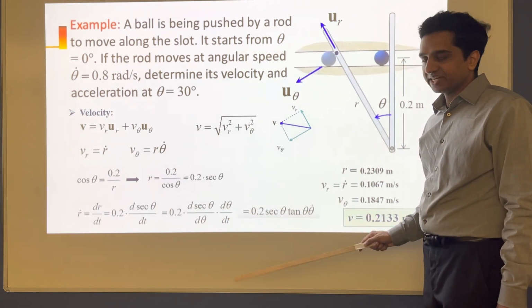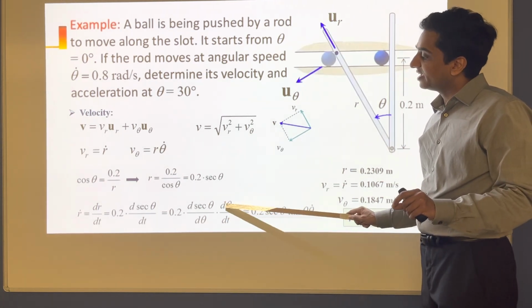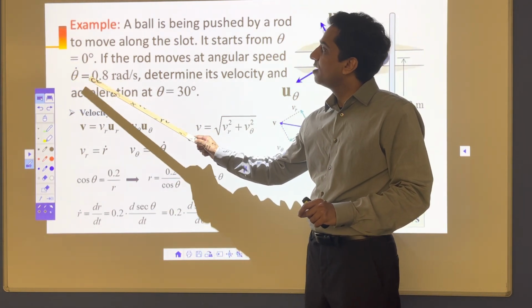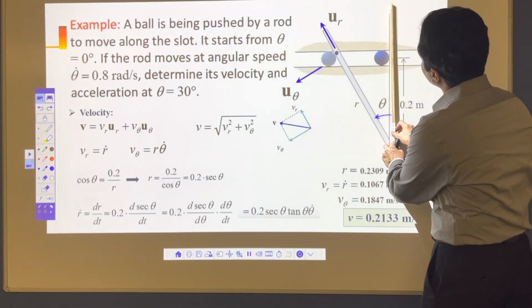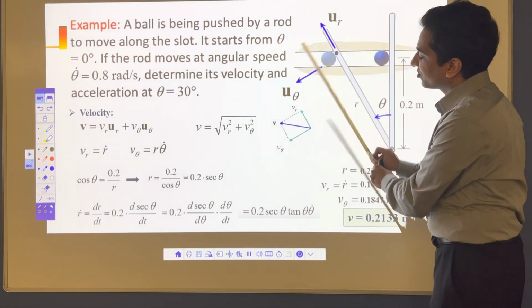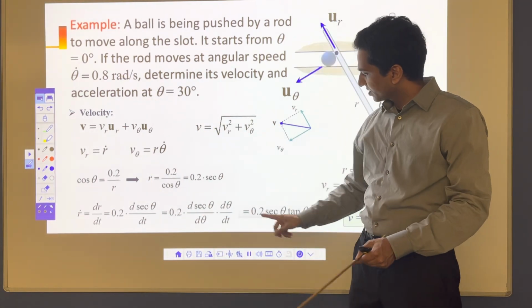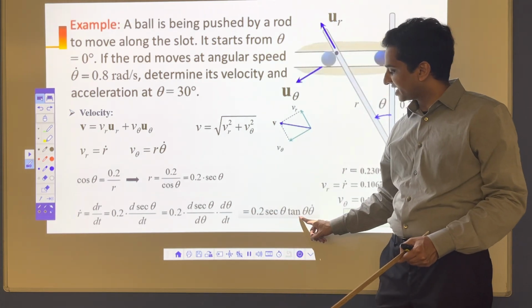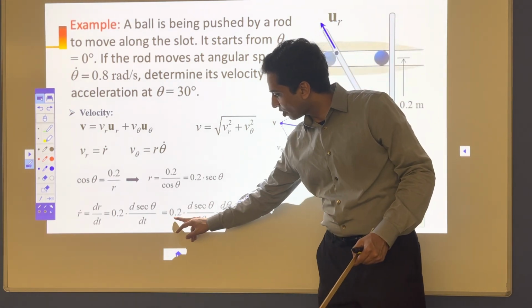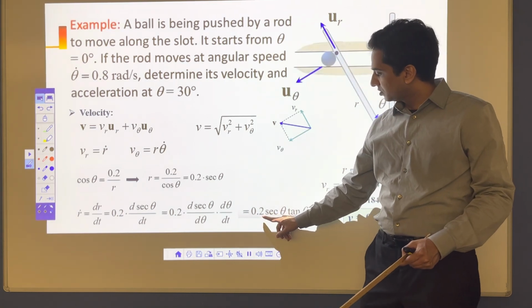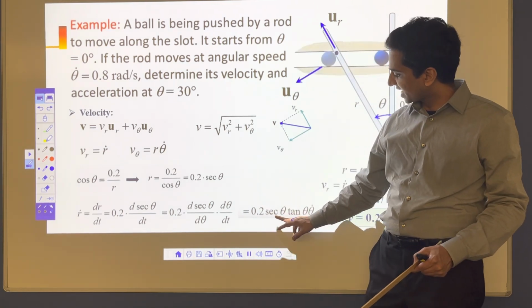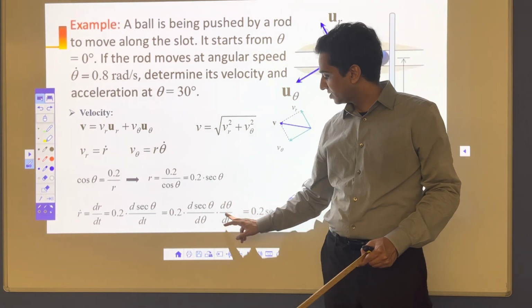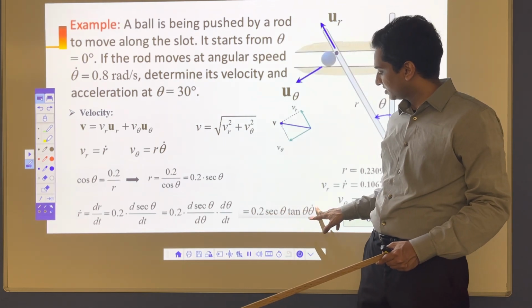And d theta by dt is nothing but theta dot. That's your angular velocity. The value of theta dot is already given: d theta by dt is 0.8 radian per second. Angular velocity is given here, so this is theta dot. The derivative of sec theta is sec theta tan theta. So this entire thing becomes 0.2 into sec theta tan theta into theta dot. So r dot is 0.2 sec theta tan theta theta dot.